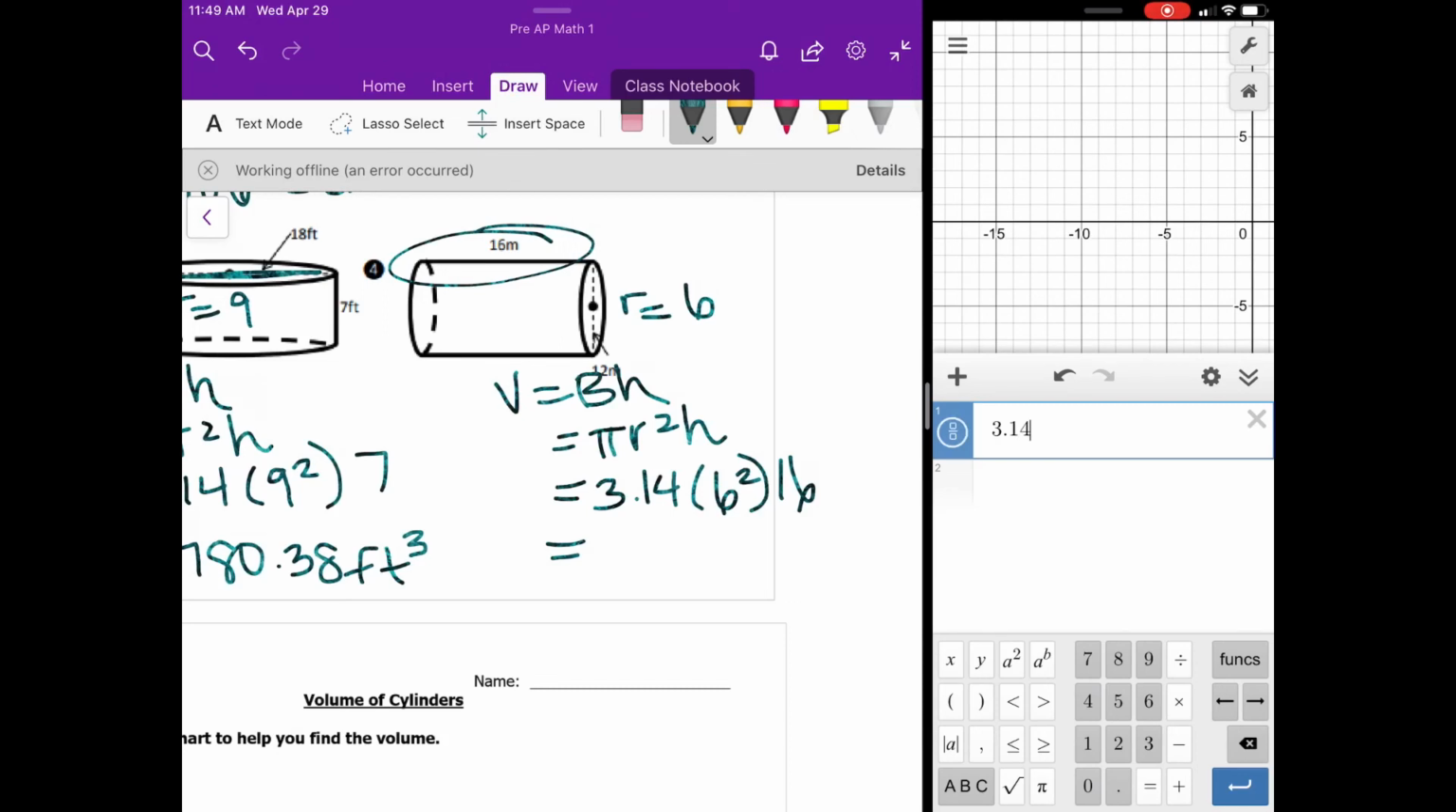Go ahead and put that into your calculator or on Desmos. So 3.14 times 6 squared times 16. And we have 1,808.64 meters cubed. And that's that.